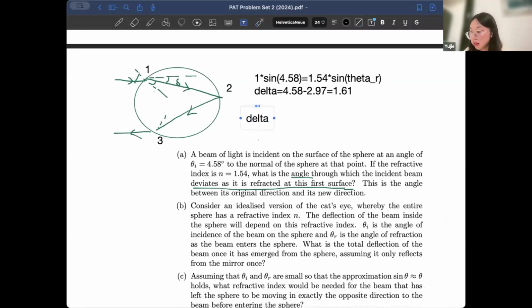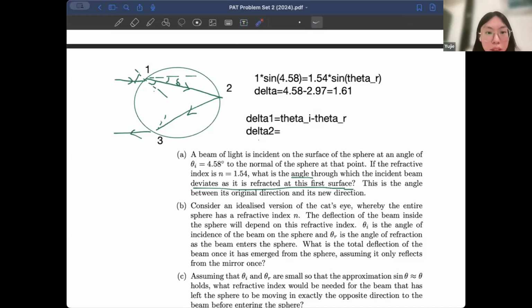So delta 1 equals theta I minus theta R, and delta 2, which is at this point, the angle of deviation at this point would be this whole large angle, which is a full circle, 360 degrees, minus 2 times the reflected angle.